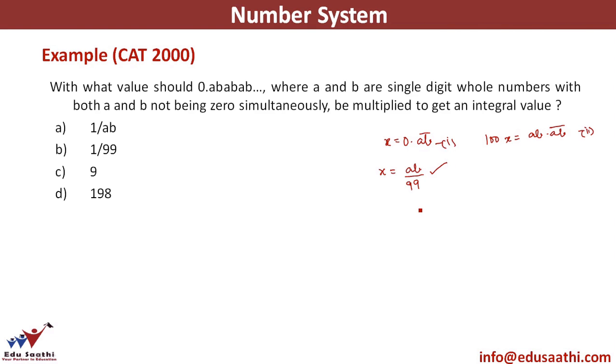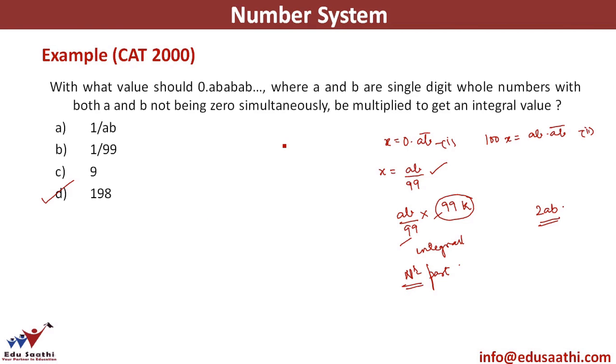Now, if I multiply this number with any multiple of 99, like 99, 198 and so on, I will get an integral value. Integral value means the denominator will get cancelled out and I'll only be left with the numerator part. So look at it. If I multiply it with 198, that 99 would get cancelled out and my total answer would be 2AB, which is an integer. So this question was very, very simple.